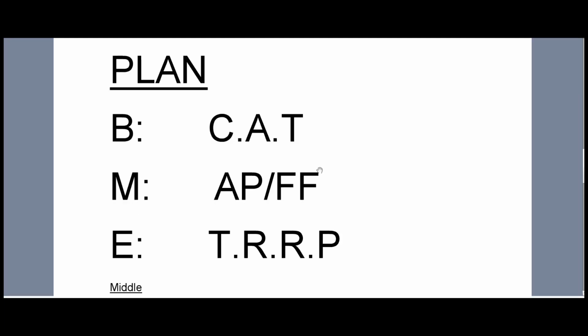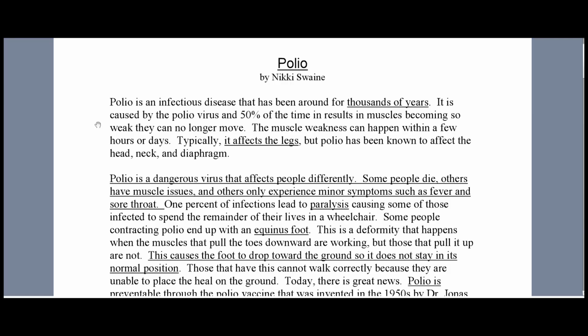Going back to the plan, it's time for fact-finding. Fact-finding is when you go through the passage and you underline the most important information. Your fact-finding has been done for you today. The most important things have been underlined. Now, what we're going to do is take this information and paraphrase it. Say paraphrase. Paraphrase is when you put things in your own words.